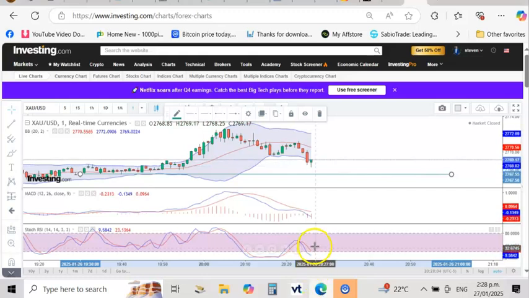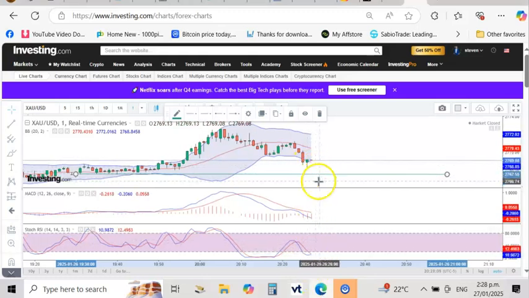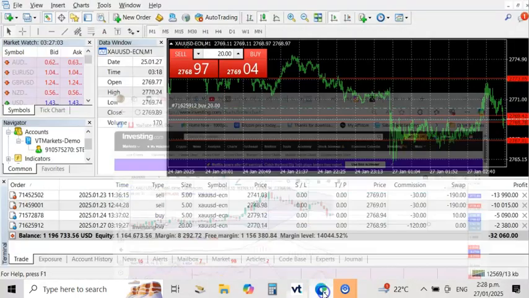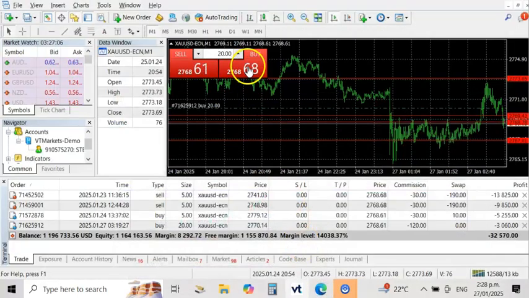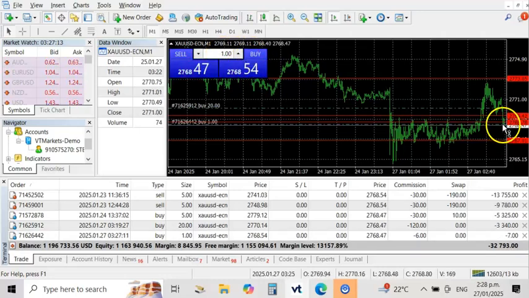Let's double check here. Okay, that looks pretty good. I'm ready to open up another trade, and here we go. Hold on, that's a bit too much. I'm going to go for 10 and buy. And notice now I put that just below what I would call the support line.